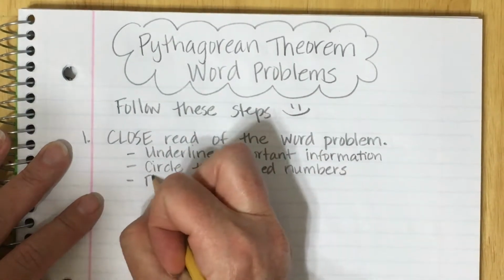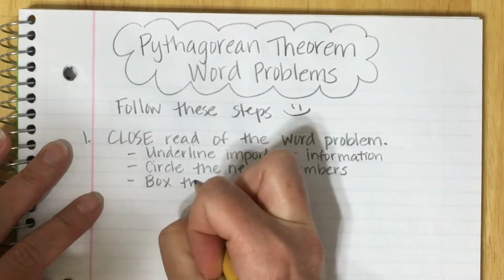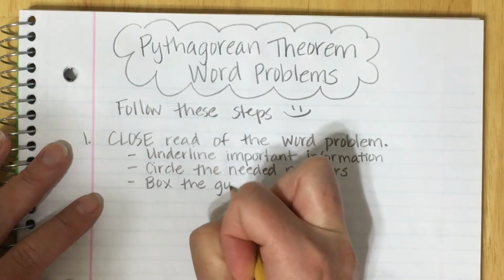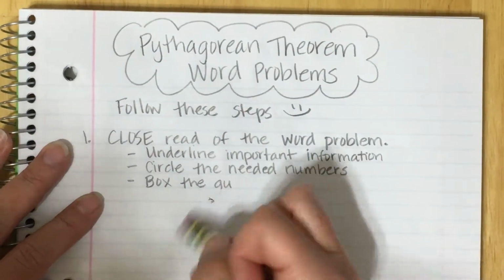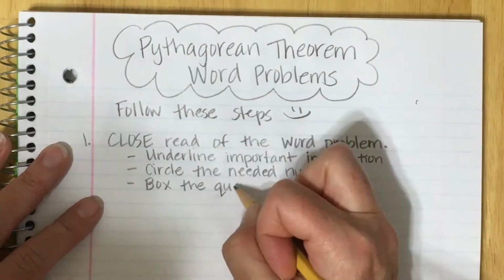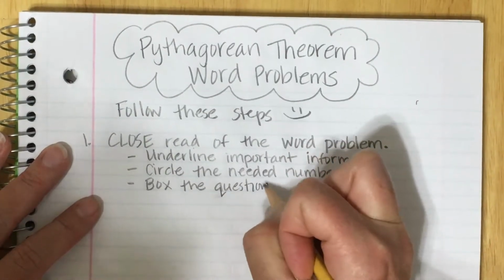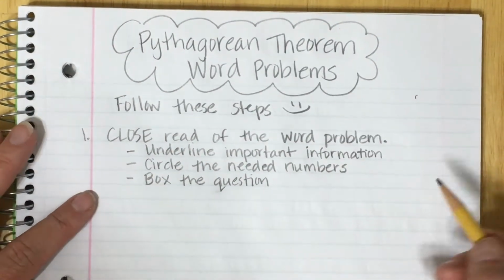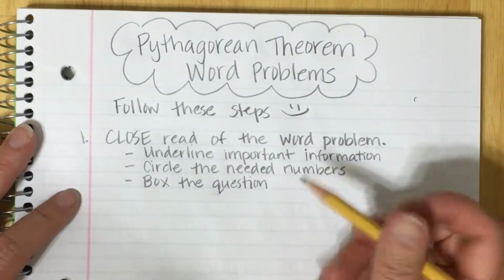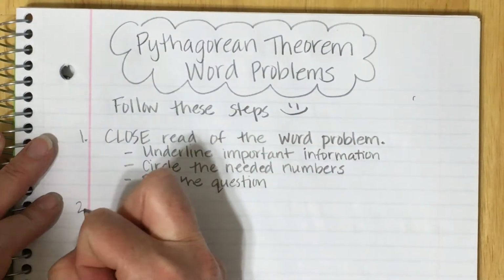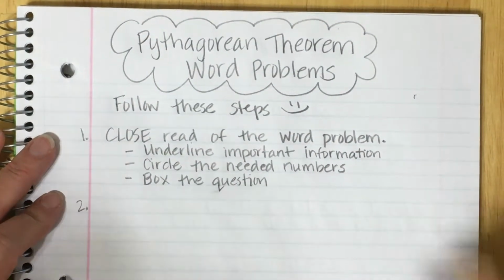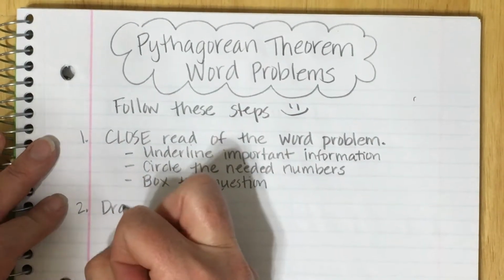Finally, I want you to box the question. You need to know what the problem is asking you. Now, once you've done a close read of the word problem, then it's important to draw a picture of the problem. Figure out what's happening.